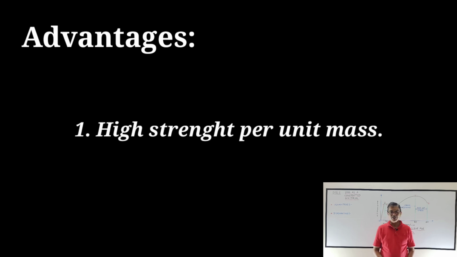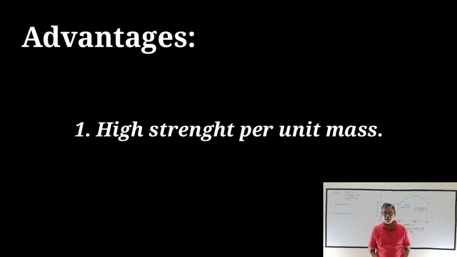Okay, there are a number of advantages. So, we will see first the advantages and then we will see disadvantages. Now, the first advantage is high strength per unit mass. Means the strength of steel in tension and compression are equal. It is highest in almost all the materials per unit mass.